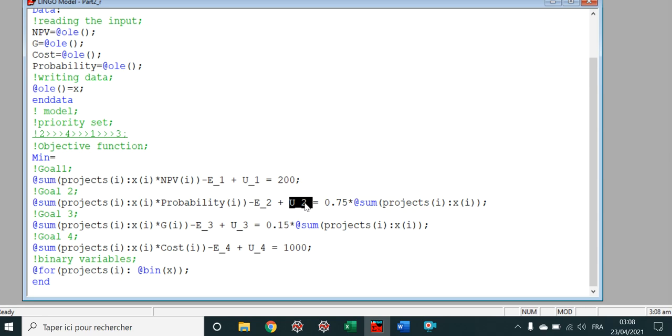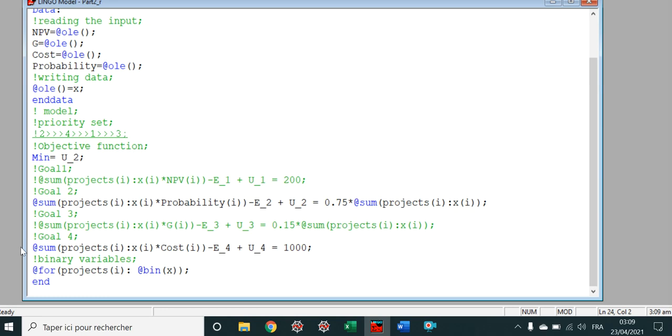We want the projects we select to be successful, so you want to minimize the shortage, which is U2. So U2, we can just comment out the other goals. We don't need them. It makes it less efficient to solve the problems while having the other goals. They're irrelevant here. Okay, so we solve the problem.